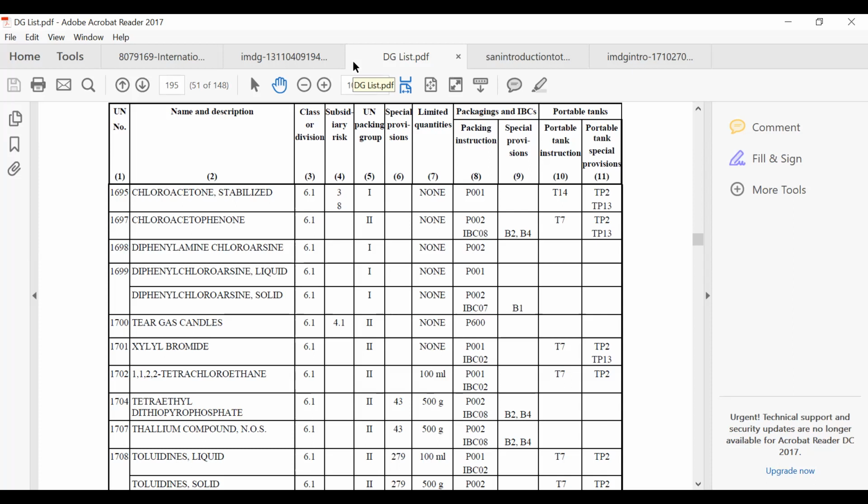So yeah, I was coming back to the special provisions that are needed, especially for the one that we just spoke about, 1704, and it says 43. I'm opening my IMDG. I was looking for it on the internet, but I couldn't find it.